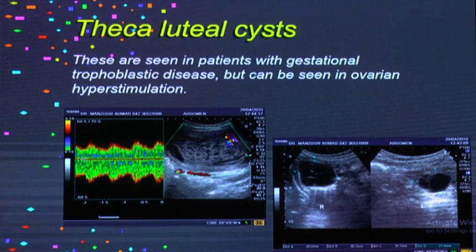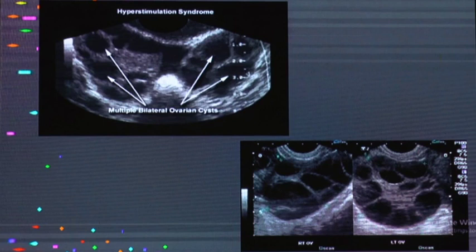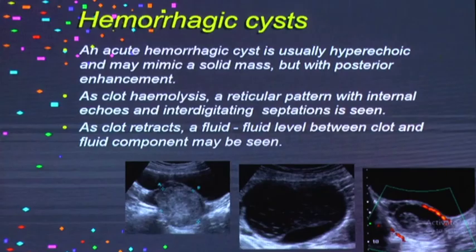This is a case of molar pregnancy with bilateral theca lutein cysts. And here is hyperstimulation, and there are bilateral cysts in cysts. Then another complex cyst is the hemorrhagic cyst. An acute hemorrhagic cyst is usually hyperechoic, and you can see this acute bleed within the cystic area. This is hyperechoic, and as the clot retracts, there are multiple interdigitating septations, and as the clot retracts more, there is a fluid level between the clot and the fluid components as well.